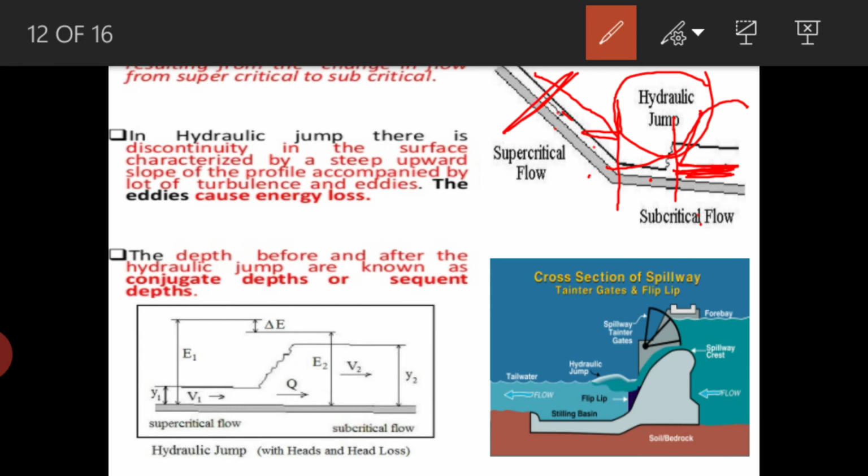In a hydraulic jump, there is a discontinuity in the surface characterized by a steep upward slope of the profile accompanied by a lot of turbulence and eddies.